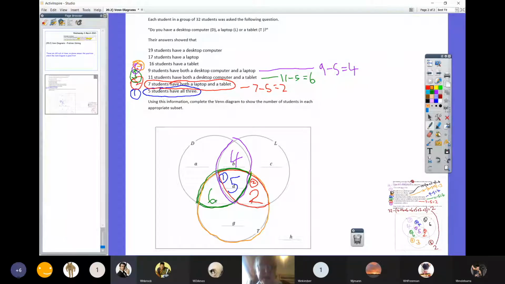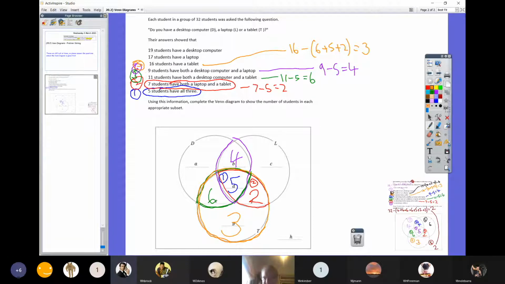Now 16 are in total. We've already accounted for the 6, the 5 and the 2, which have either got 2 or 3. So how many kids have only got a tablet? It's 16 take away 6, 5 and 2, which is 13. That gives us 3. So that's why G is 3.